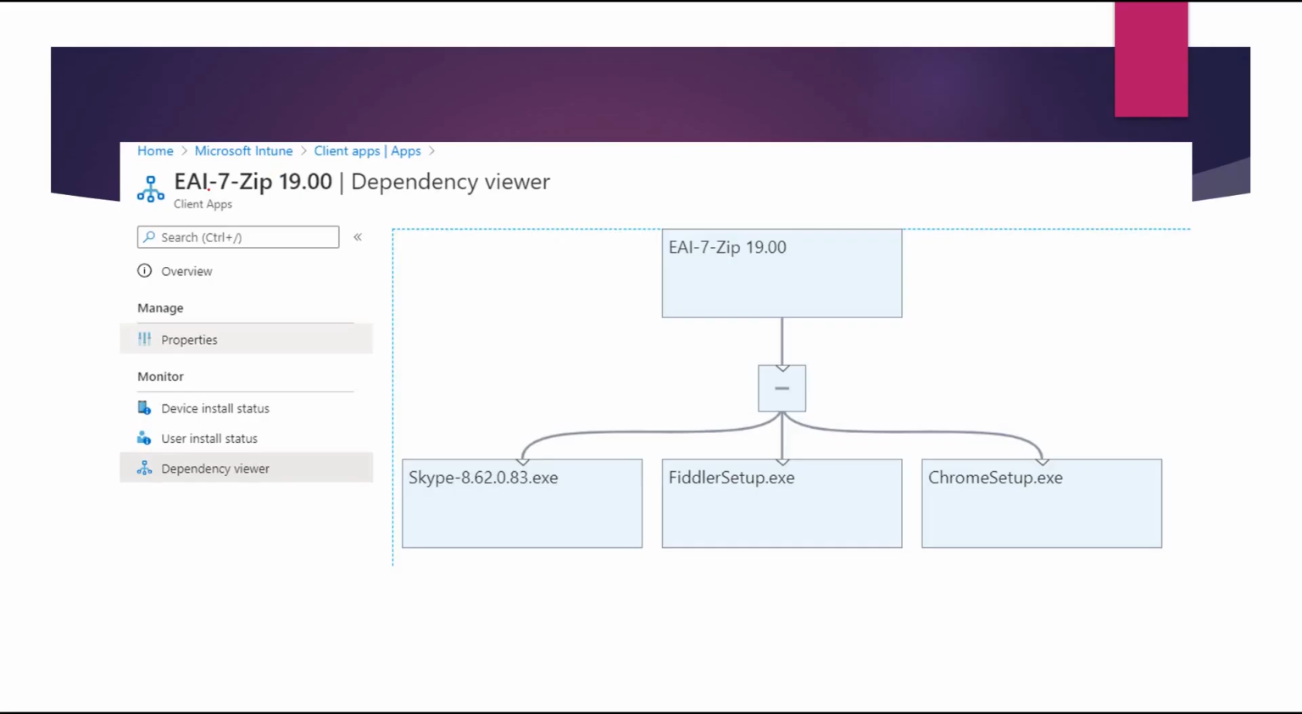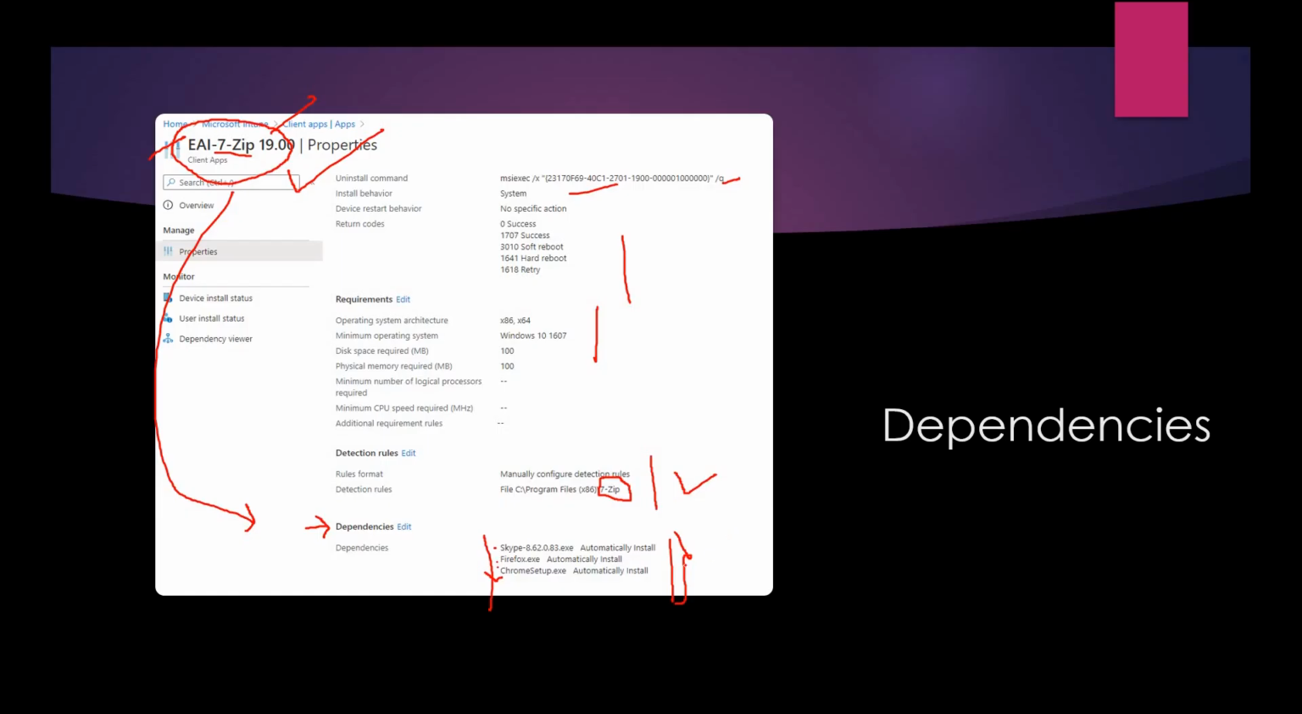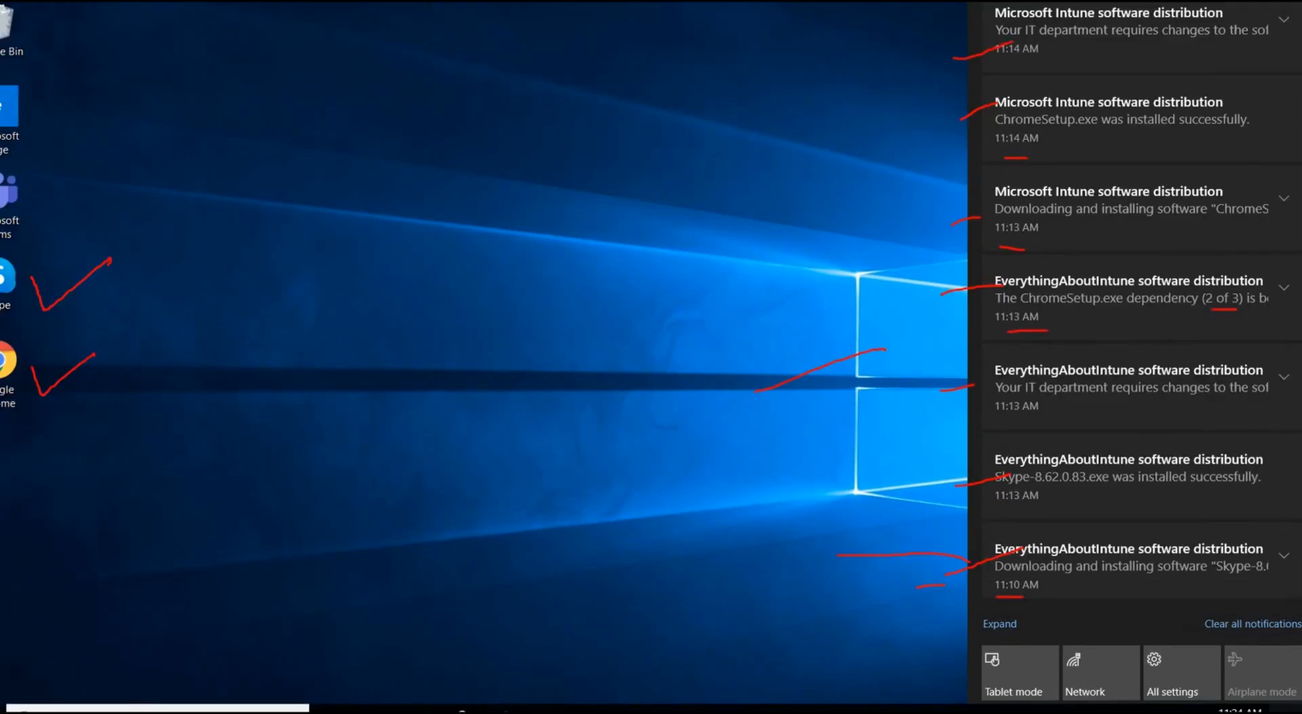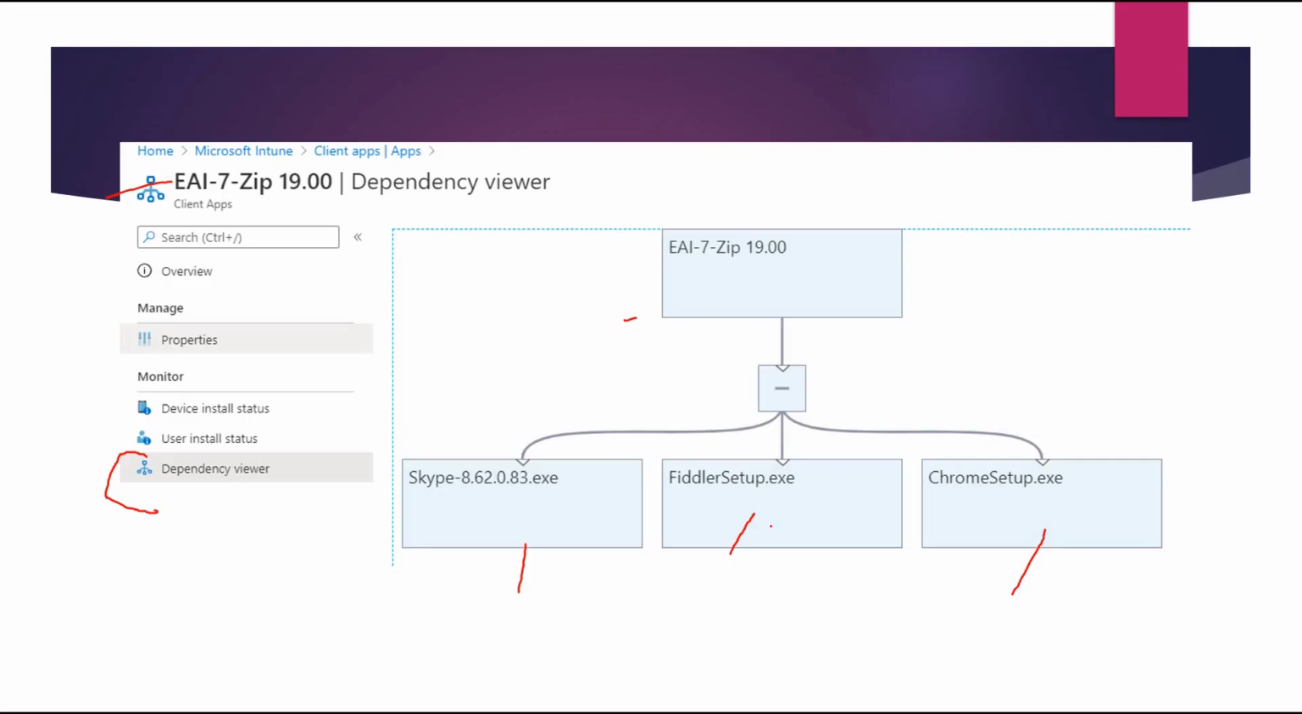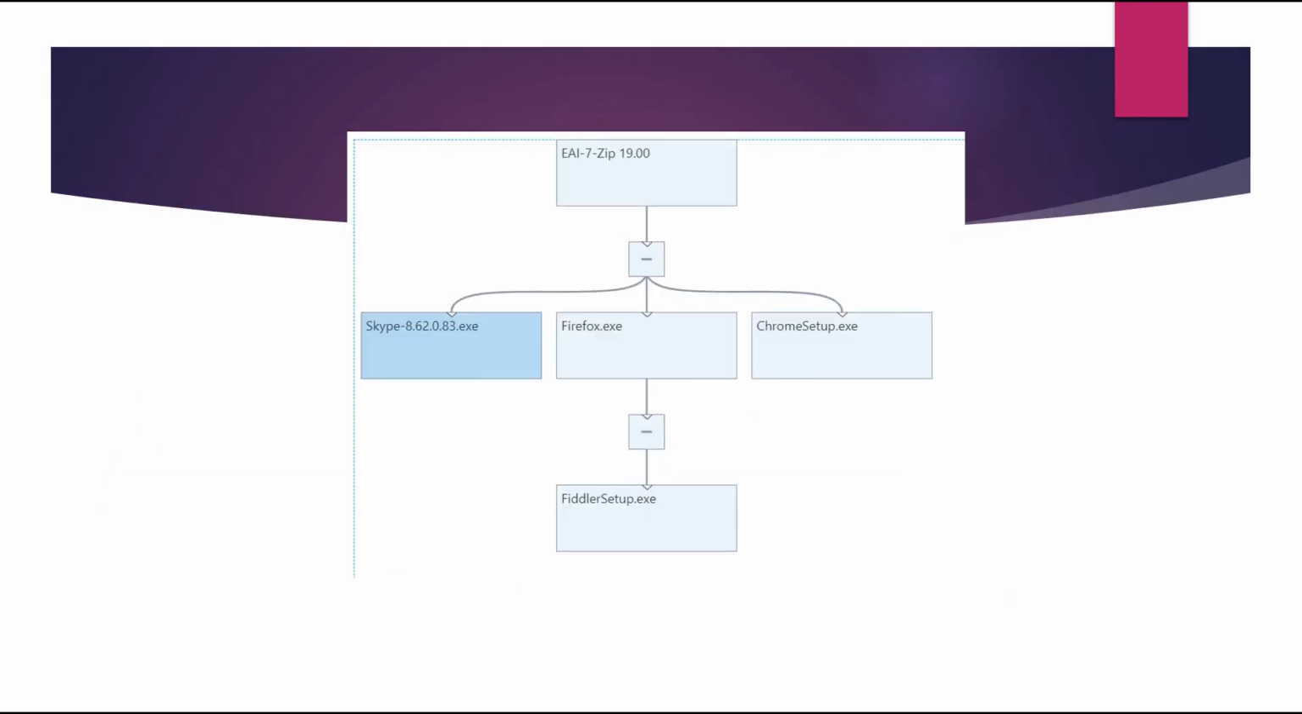So when we go into the portal, and if we take a look at the 7-zip application, and if we click on this tab called Dependency Viewer, it gives us a very cool looking diagram which tells us that, okay, the 7-zip application is dependent on Skype, Fiddler and Chrome. And it got this diagram from the policy that we made. So it fetched this information into the UI, and it provided us a pretty looking interface. Okay, and we can change it any way we want to.